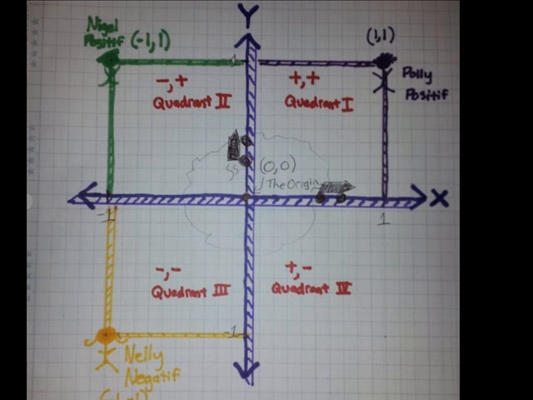In quadrant 3, you'll see Nellie Negative. She rode back 1 space with Nigel because her x value is also -1. Then she rode down 1 because her y value is -1. She is in quadrant 3 at -1, -1.